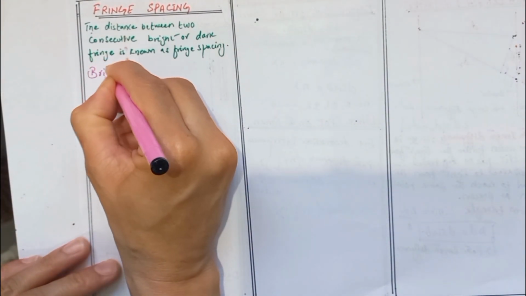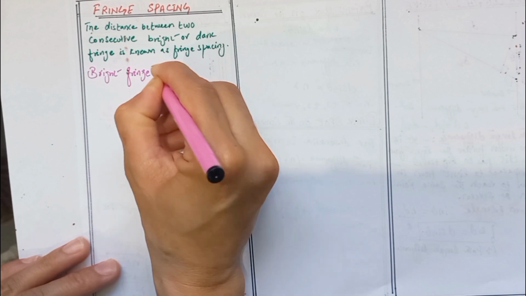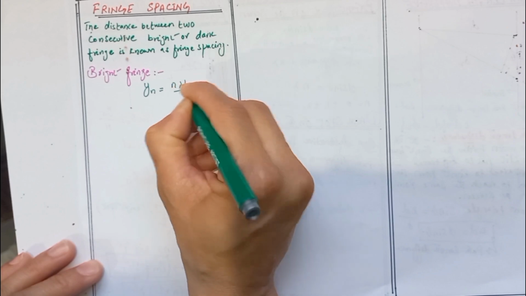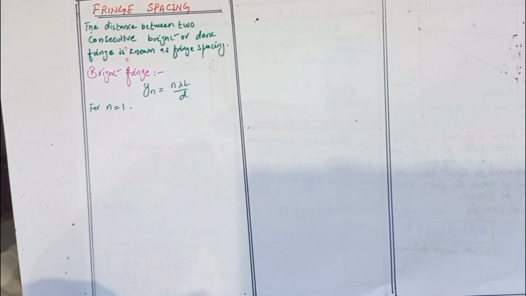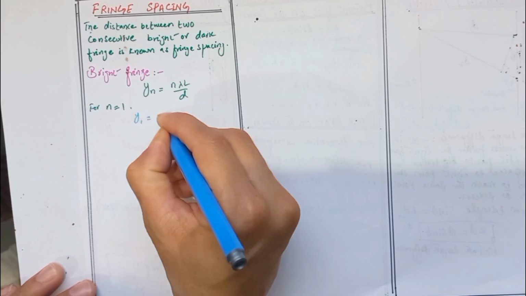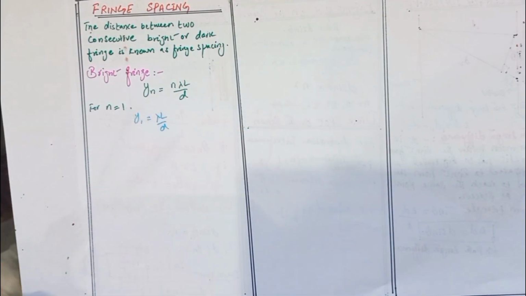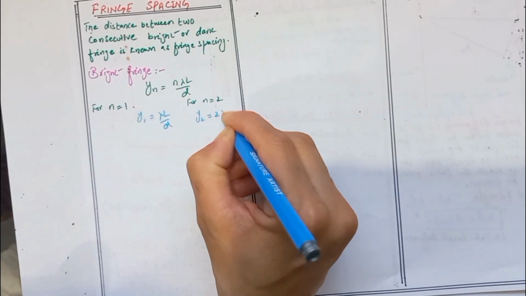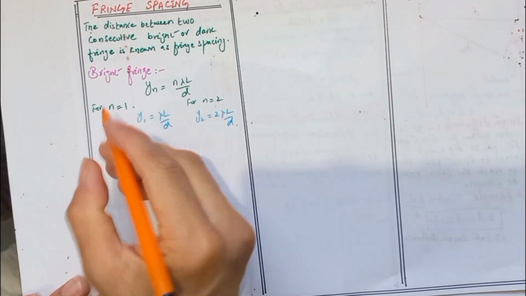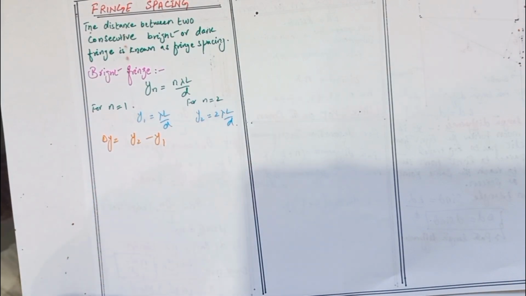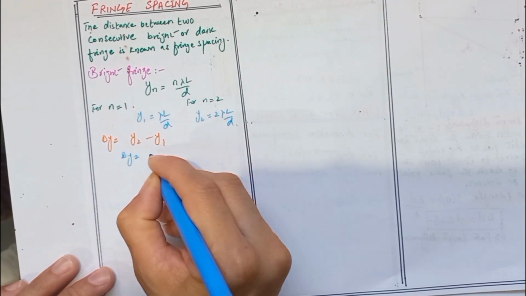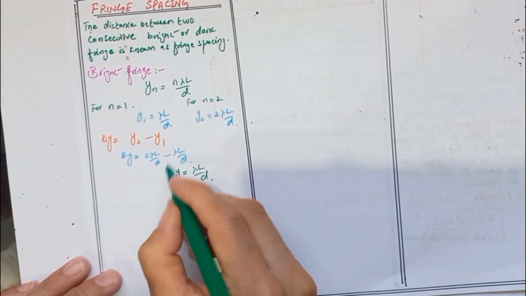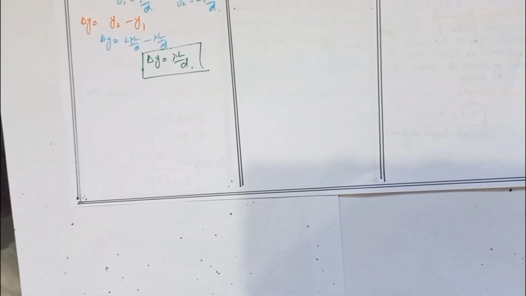For a bright spot or bright fringe, we can calculate the fringe spacing. We know the position of the bright spot on the screen is y is equal to n lambda L over d. For first order, n is equal to 1, then y1 is equal to lambda L over d. For second order, n is equal to 2, y2 is equal to 2 lambda L over d. So we know that delta y is equal to y2 minus y1. y2 is 2 lambda L over d, y1 is lambda L over d. So here we find that delta y is equal to lambda L over d, which is the fringe spacing for the bright fringe.